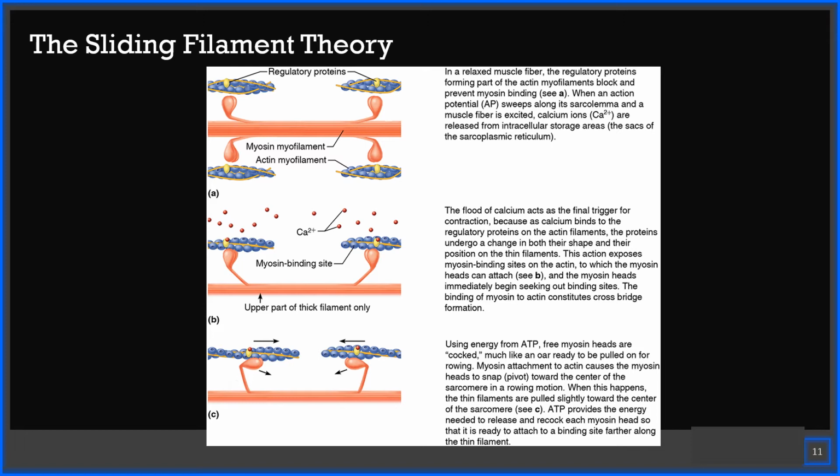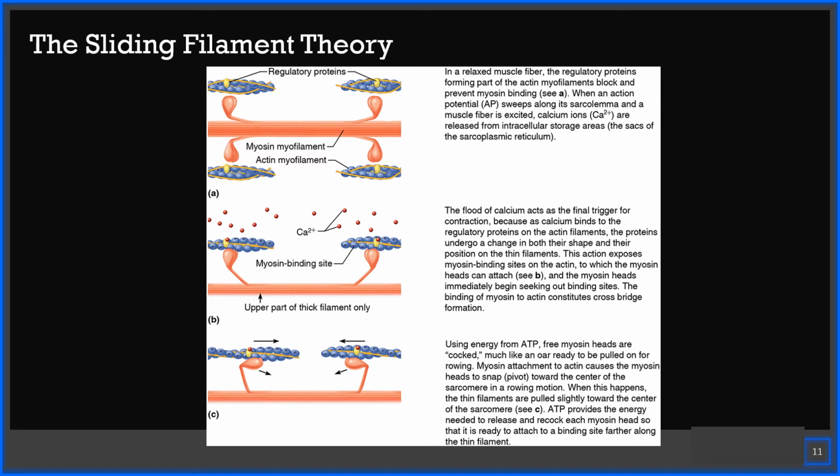So the sliding filament theory addresses the question of what causes the filaments to slide. The formation of cross bridges, when the myosin heads are attached to the actin, requires calcium ions and ATP, the ATP obviously to provide energy, and it provides it to the myosin heads. But where does the calcium come from?